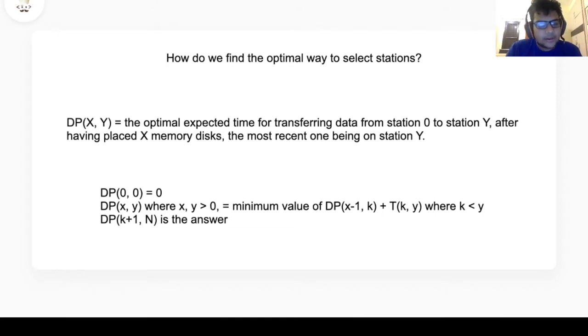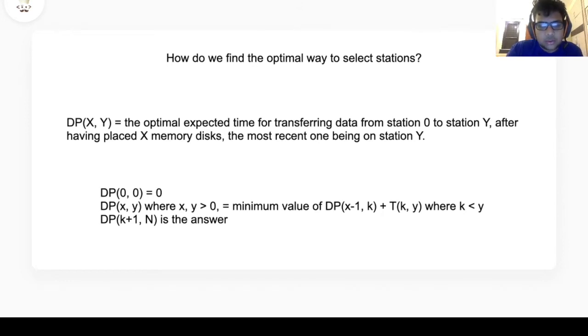Then DP x y, where x and y are both greater than 0, is equal to the minimum value of DP x minus 1 k plus the time between k and y, for all k such that k is less than y. And I'm really sorry for reusing k, guys. I didn't realize this while making the presentation, but in these two lines, k is completely independent of the input variable.